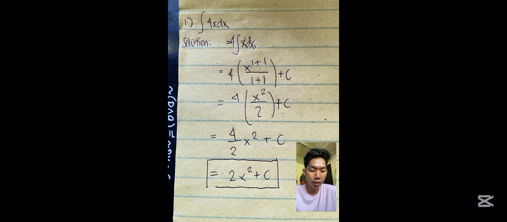So the solution would be, you write it as 4 times the integral of x dx. So we bring out 4 from the integral of x dx, where we place 4 times the parenthesis of x to the power of 1 plus 1 over 1 plus 1, parenthesis, plus C. So where did we get plus C? That is the constant of integration, so we replace it as plus C.